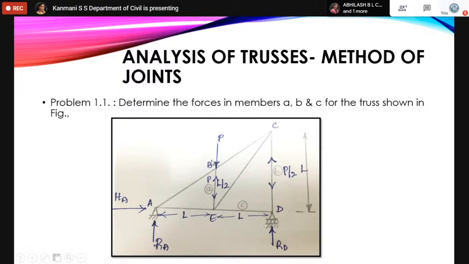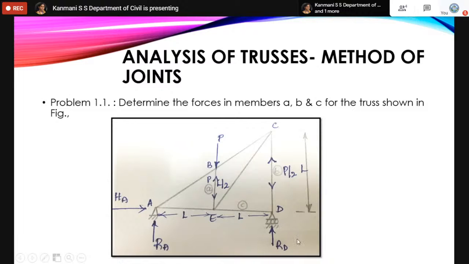So straight away, the force P is transferred to the BE member. Nothing but A is found straight away. A is having the force of P. P is moving downward, so here A will be in the upward direction. The force which is moving towards the joint is called compressive force. The magnitude of force is P, and it is a compressive force at joint A. At joint C, the force is 0.